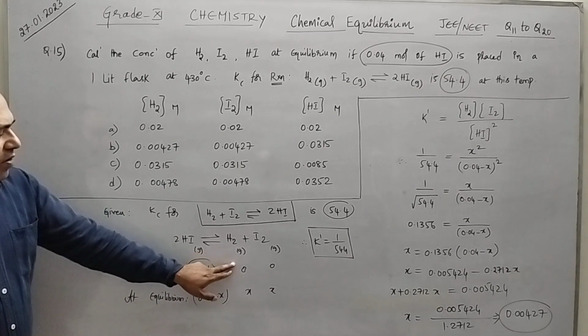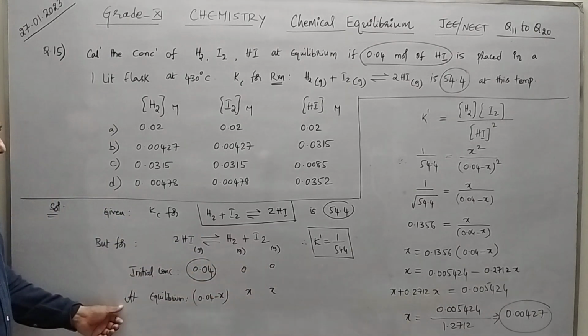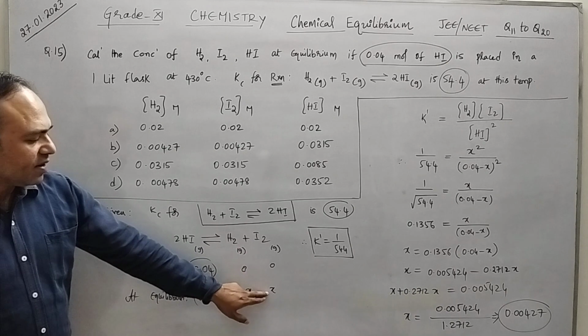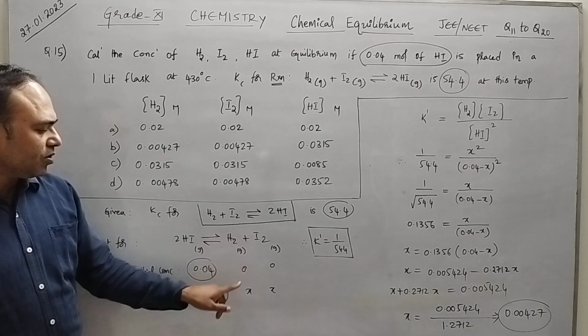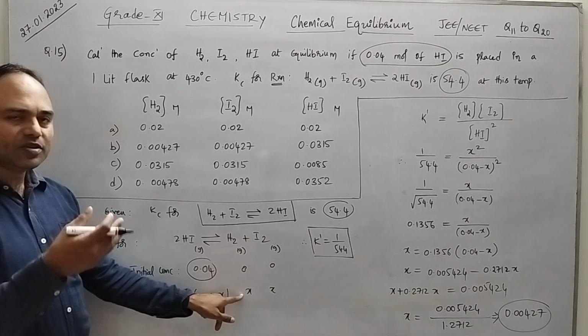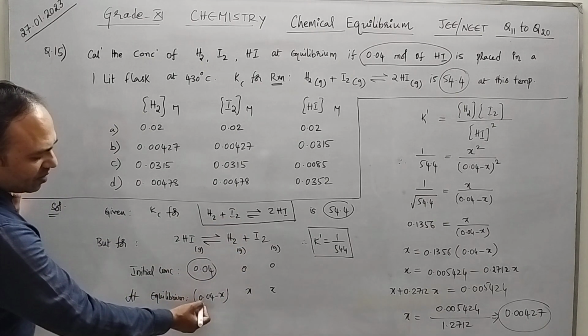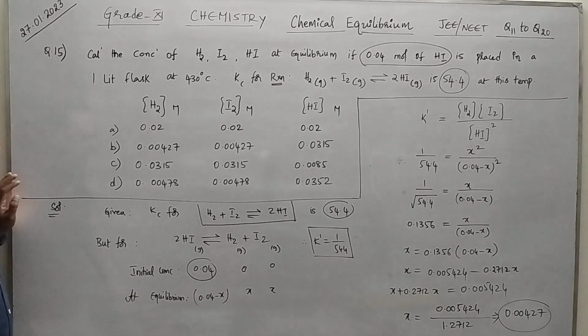So products are not formed, hence 0. And at equilibrium, what is the concentration? Let us take H2 as X, I2 as X. Because you know the coefficient is 1, you take it as X. If coefficient is 3, you take it as 3X. Now, what about HI? It is nothing but 0.04 minus X.